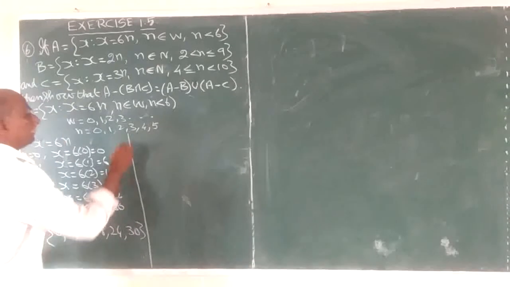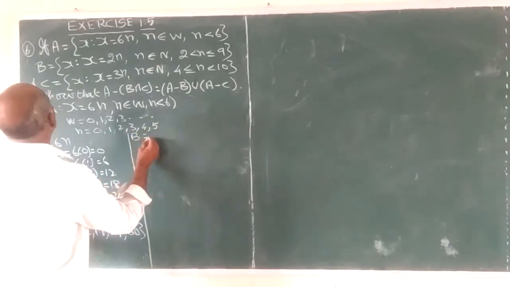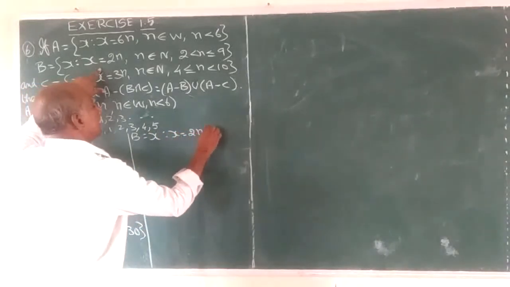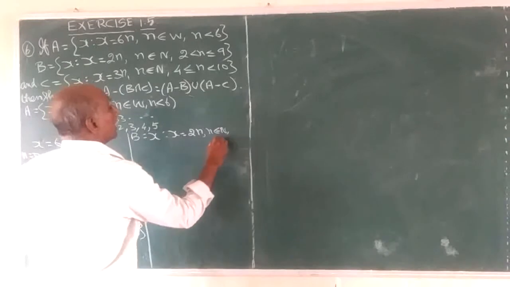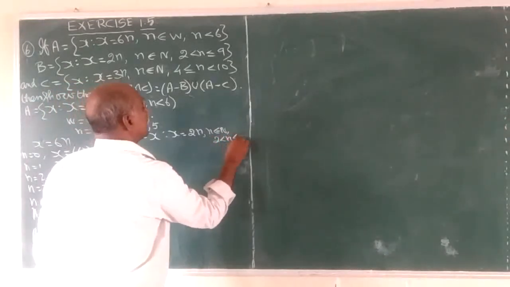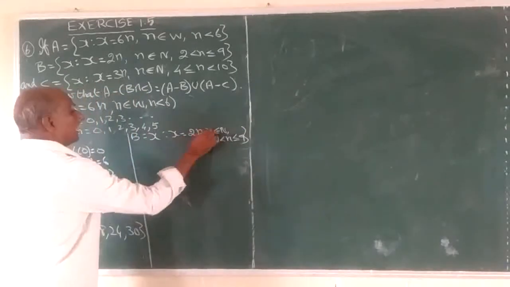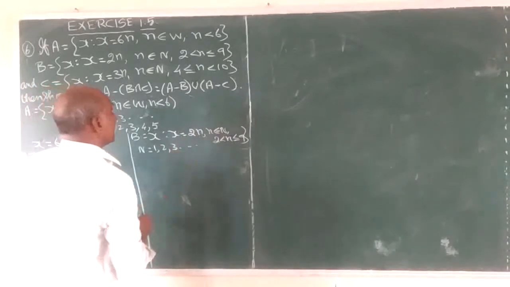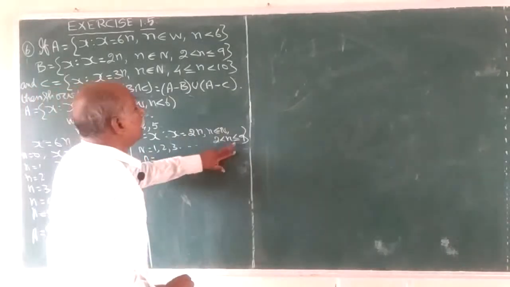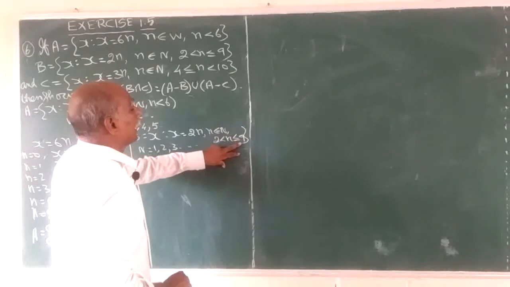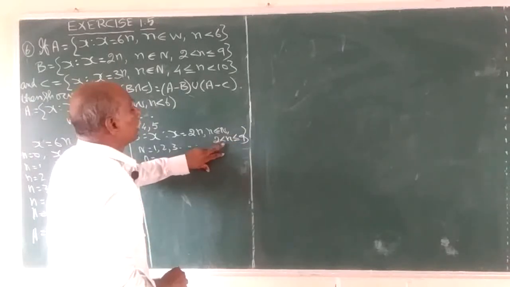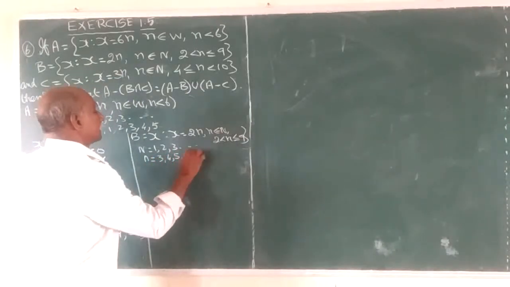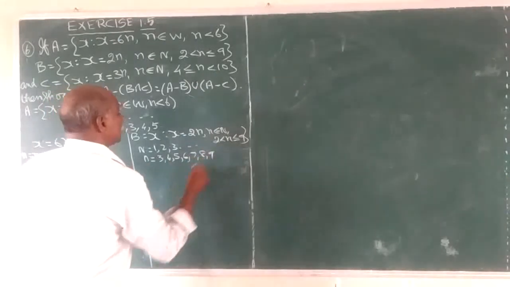Now find the set B. B is given as x such that x equals 2n, here n belongs to capital N and 2 less than n less than or equal to 9. Here n means natural number, that is 1, 2, 3, 4 etc. Here n takes values up to 9, and 2 is not included, so from 3 to 9 you have to take: 3, 4, 5, 6, 7, 8, 9. These are the values of n.